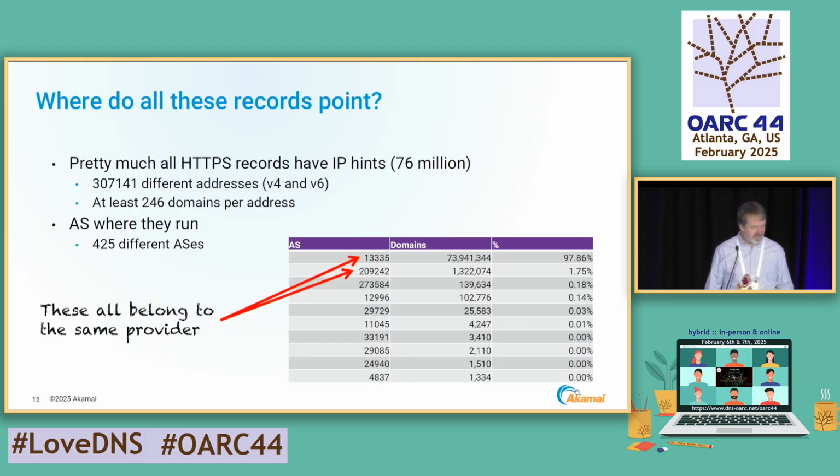Let's look at the hints of these records, because hints will show you where stuff actually points to. When you have an IP address, you can look up which AS is using it, and that should tell you pretty much which provider is using it. Well, I did that. There were 425 different ASs. The first two again belong to the same provider. Some providers have more than one AS, but the first two are the same provider, so it looks like that one provider really is into HTTPS.